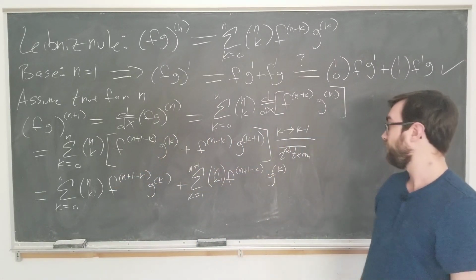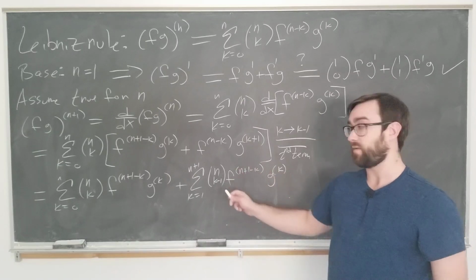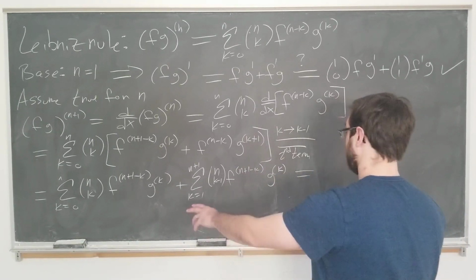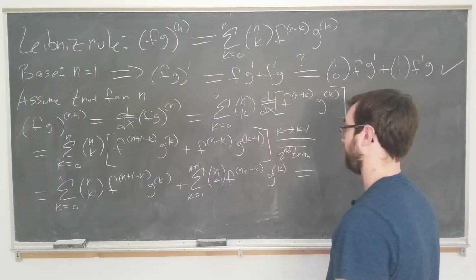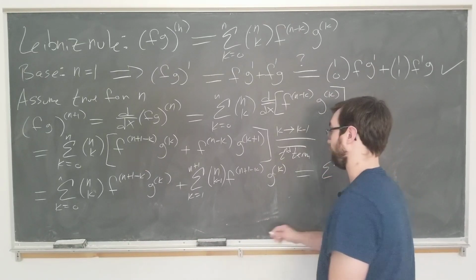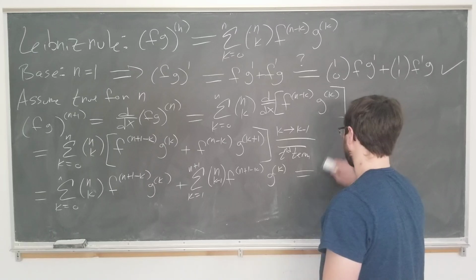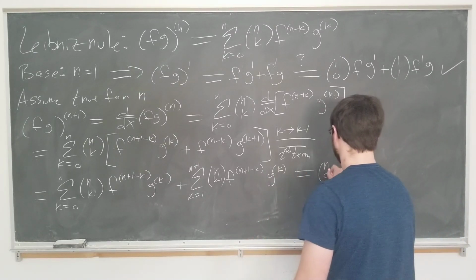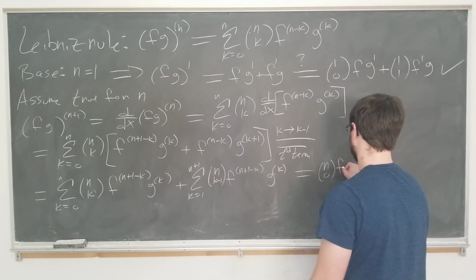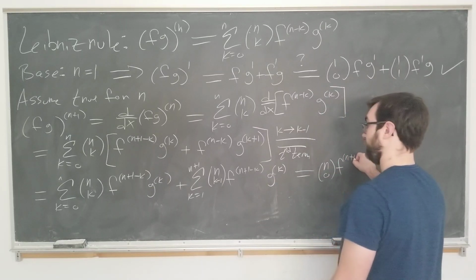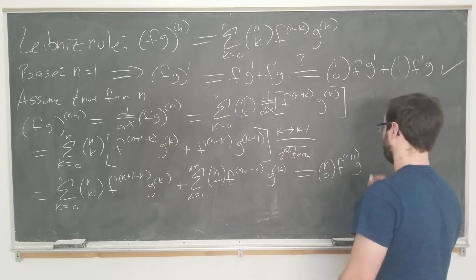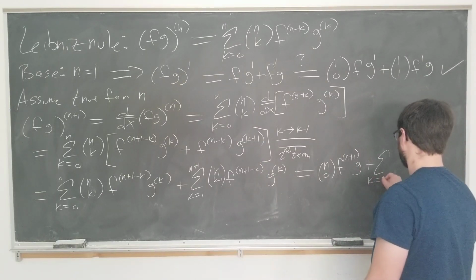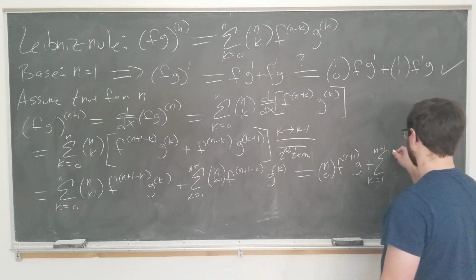Okay, people. So now we have the same summand. All we have to do is simplify. Well, we have the 0th term here, k equals 0. So we're going to have n choose 0, f of n plus 1, g. And then we're going to have the sum k equals 1 to n plus 1.